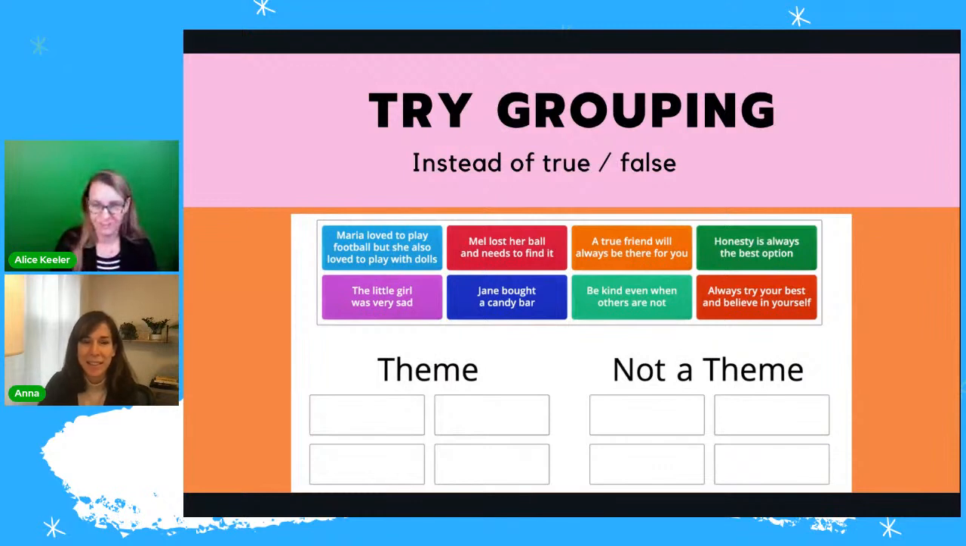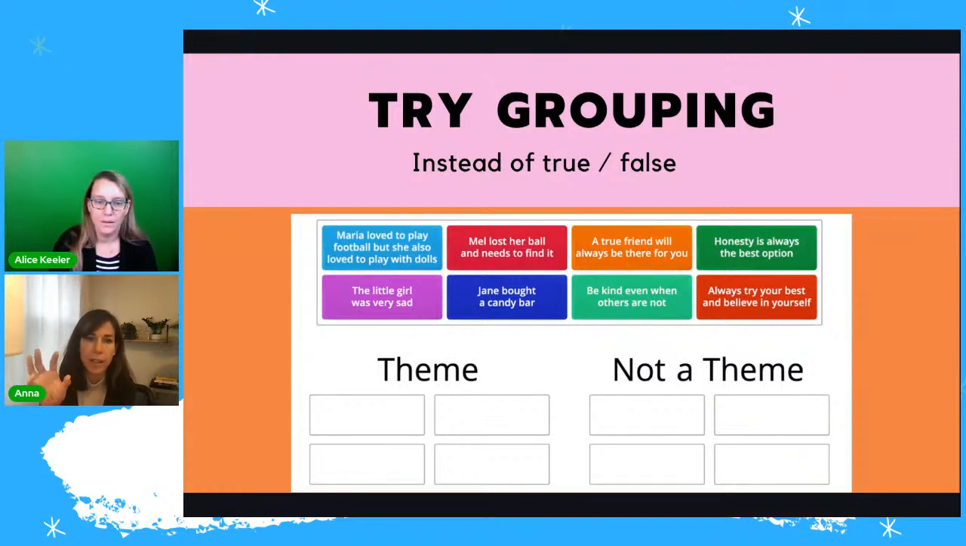Another thing that I wanted to suggest, Wordwall has lots of different options. And if you're thinking, oh, I want to make a true, false quiz, I would recommend trying to rethink that as grouping, because the true, false setup can be confusing for students, and sometimes they'll get lost in just the wording and what it means.